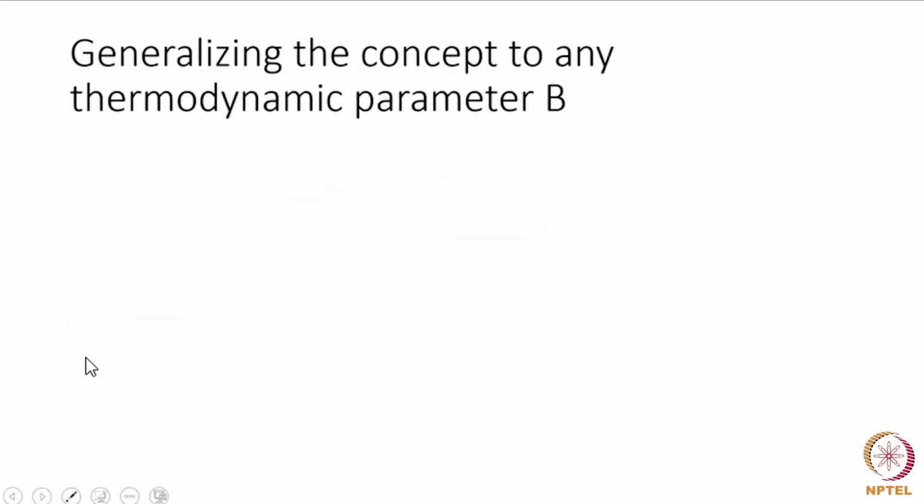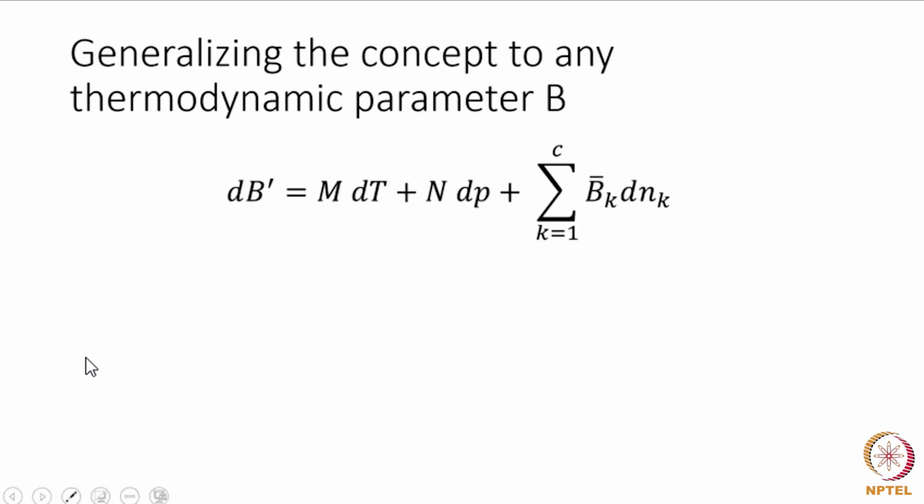Now we may expand the concept of partial molar quantity that we have defined for volume to any other thermodynamic parameter, and we choose the parameter to be arbitrarily B. We may think of that B to be, for example, Gibbs energy, which will be quite useful in a moment from now. So we may expand now dB prime, that is the extensive variable B.